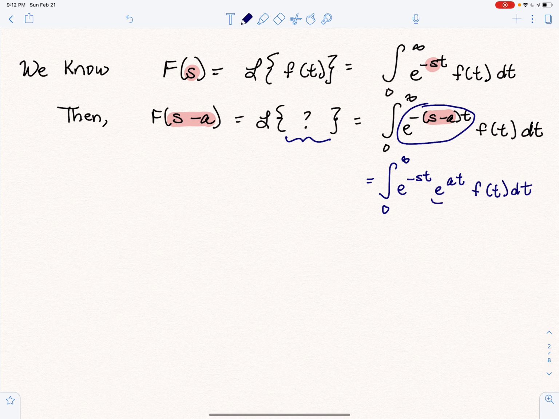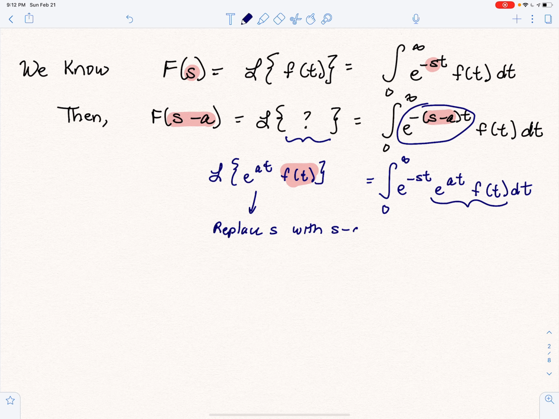And now all of a sudden, this is the function we're transforming. Maybe not the dt, but this is the function we're transforming. So that means that capital F of s minus a is the Laplace transform of e to the at f of t. Now what does that mean? That means we're going to transform f of t first, and this tells us to replace s with s minus a. It seems to be as simple as that. We don't have to crunch through another integral. We don't have to do anything else fancy.